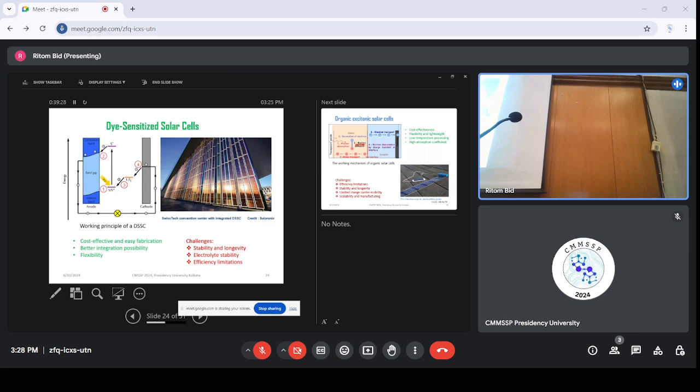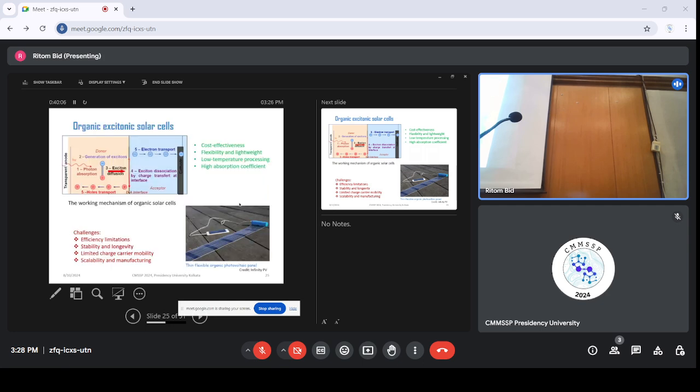And this is the cathode, and there is a redox element, that is iodide and triiodide, and these dye molecules get electrons from this redox, and it is regenerated, and again the process continues. So this is how we get the current and voltage in this direction. It is cost-effective obviously, with easy fabrication and better integration possibility. You can see the wall of the Swiss Tech Convention Center is coated with the DSSC panel. Obviously the stability is a major concern because electrolyte solutions are used here, so the stability of the electrolyte solution is a major concern, and efficiency is limited.